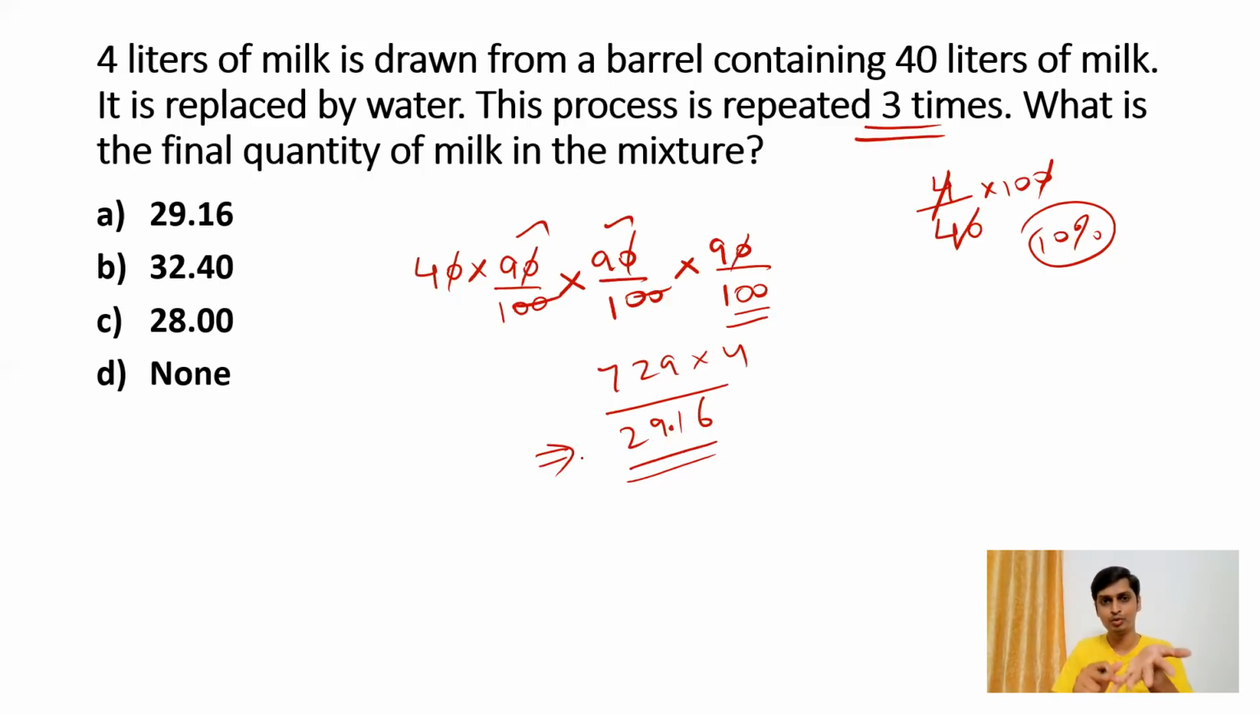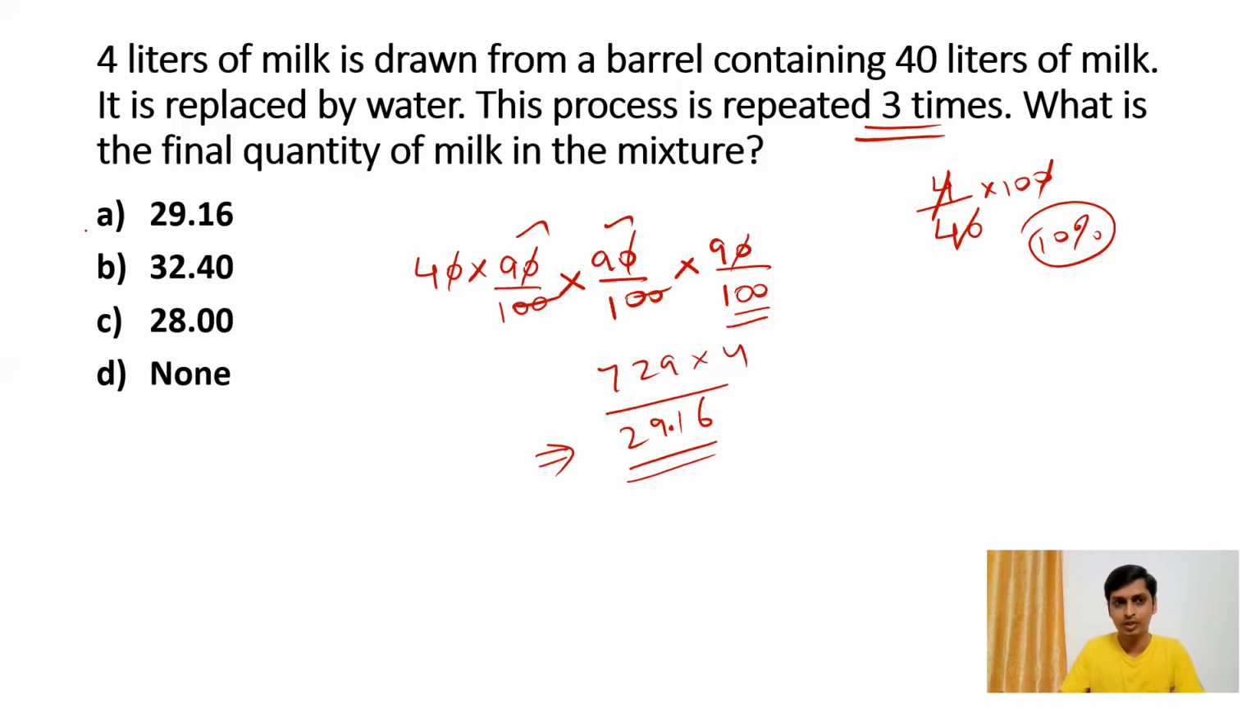Now, what is the problem student faced? It is given this process is repeated 3 times. If it is given this process is repeated 3 times more, that means you have to do it for 4 times. In case if they give this process is repeated further 3 times, that means you have to do this process for 4 times. But they said this process is repeated 3 times only. That means totally 3 times, right?